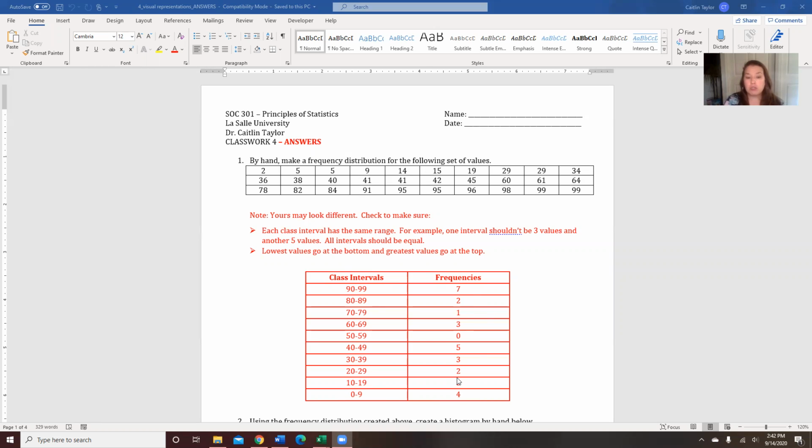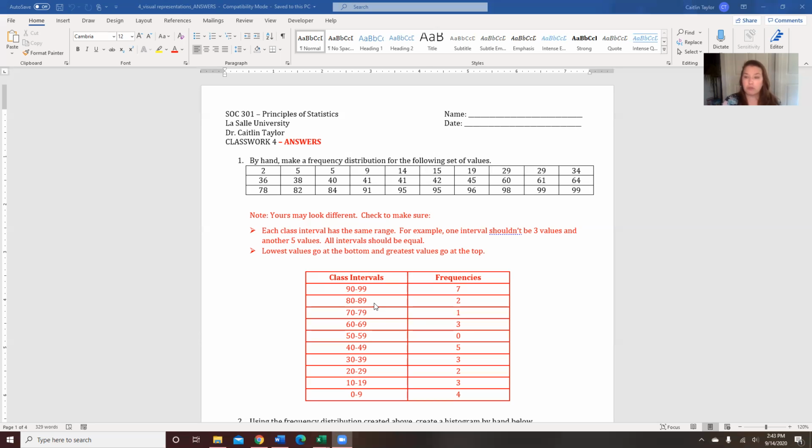Key things as you're doing this is to make sure that each of the class intervals has the same range, right? So they need to have the same number of values. 0 to 9 is 10 values. You're counting both 0 and 9. 10 to 19 is 10 values, right? 20 to 29 is 10 values. So you shouldn't go something like 0 to 9 and then 10 to 25, right? The class intervals need to be equal. And you should always have your lowest values at the bottom, your greatest values at the top.